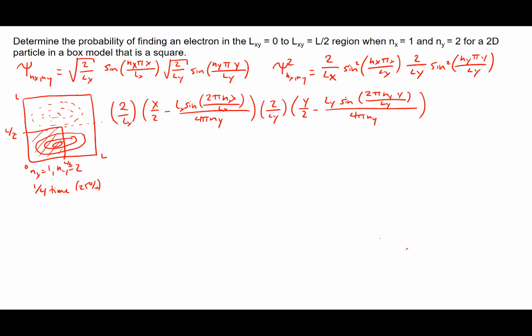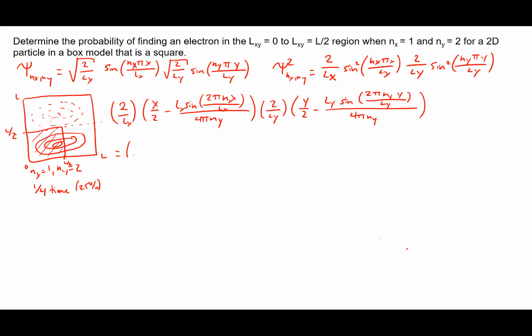If we weren't going from 0 to L over 2, if we were going from a different number, you would also have to subtract out the parts for the other boundary, because when you integrate, you have the boundary conditions of the two different sides. So let me plug in the values that we have for x and y and for nx and ny.